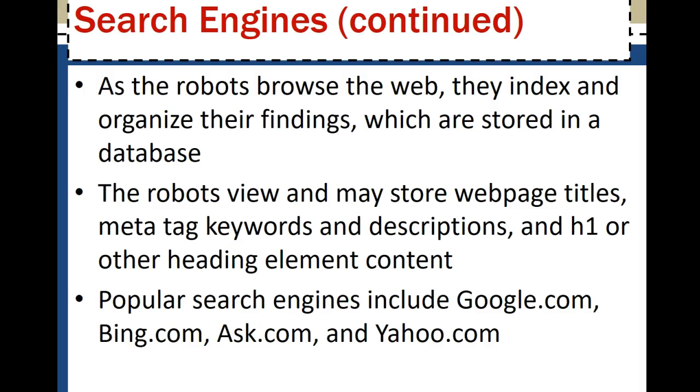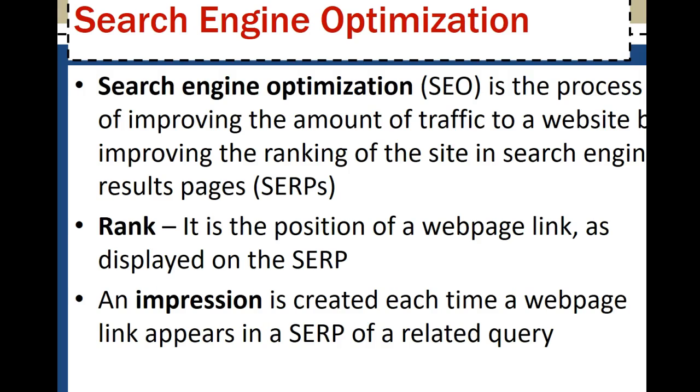There are a lot of search engines out there. The popular one, of course, as you know, is Google. Also Bing, Ask, and Yahoo are other web search engines that a lot of people use. But Google, of course, is the most popular one.